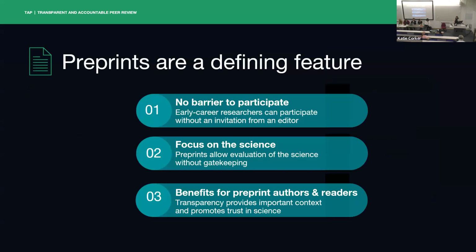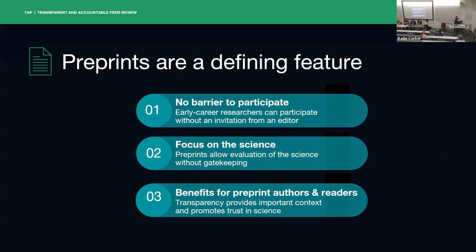The first thing I want to point out is that preprints are a defining feature of the training, and there are several reasons for that. The first is that there's no barrier to participate in preprint peer review. You can do this without an invitation from an editor. The second is near and dear to my heart from a research assessment perspective: preprints don't have an impact factor. So when you're learning how to peer review an article, you're learning how to comment on the science, the importance of the science, and the strength of the evidence outside of the confines of the journal system.